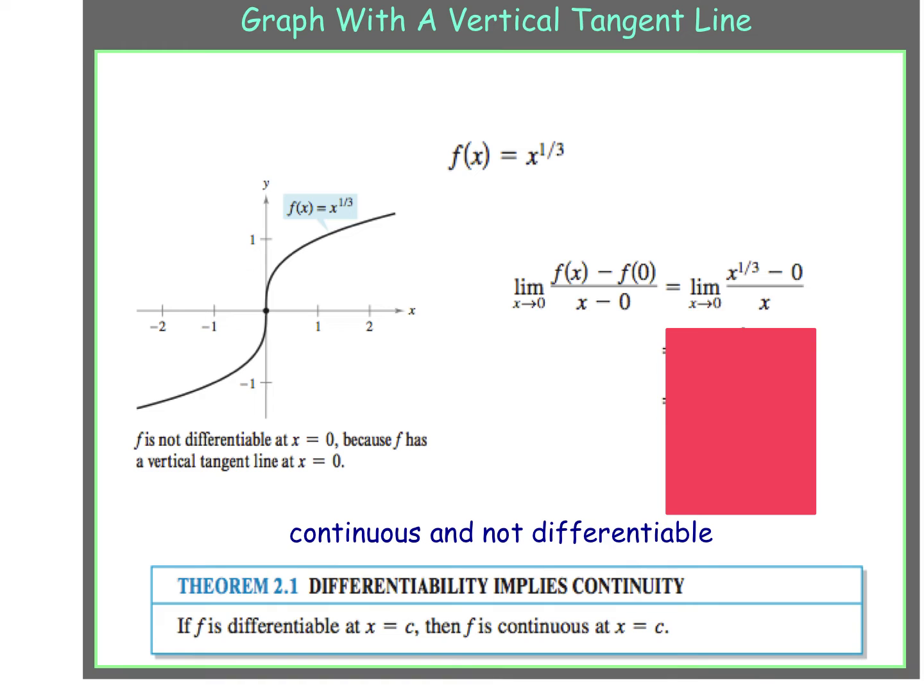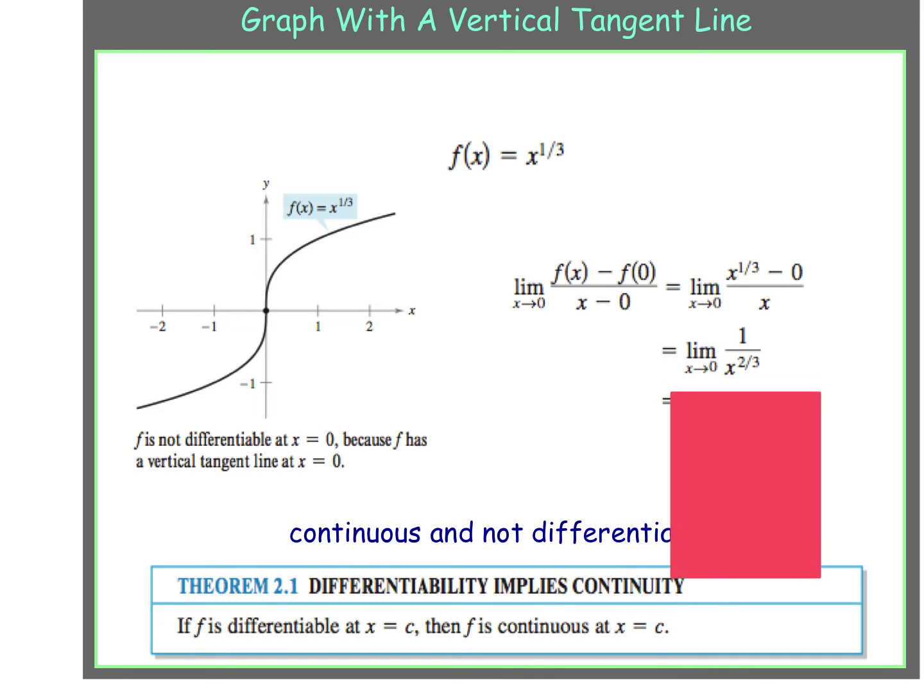Well, what does this simplify to? x to the 1/3 over x. What does that simplify to? Good. That's exactly it. All right. You know how to subtract. So 1 over x to the 2/3. That's good. All right. We learned something in Algebra 1 and Algebra 2 and Pre-Calc. All right. And so now if I substitute in 0, what do we get? We get a number over 0.